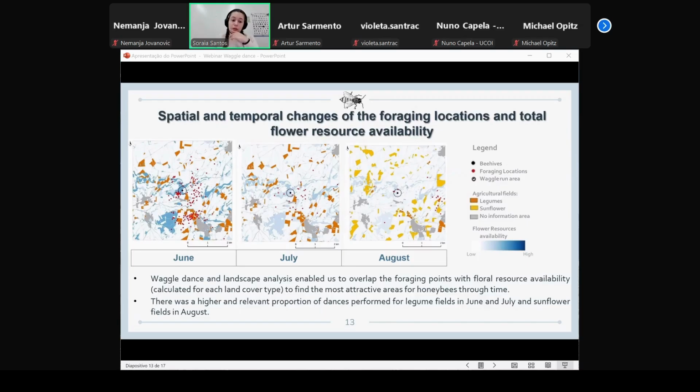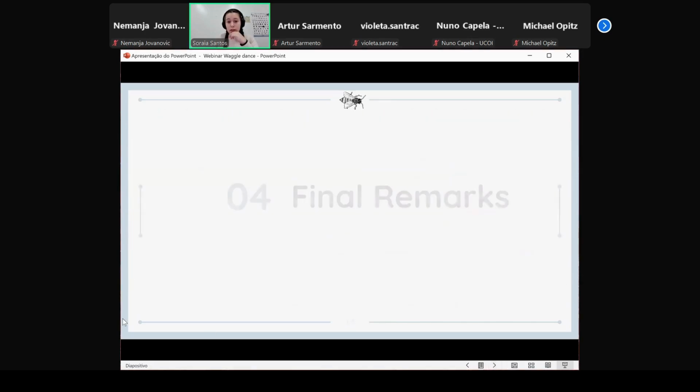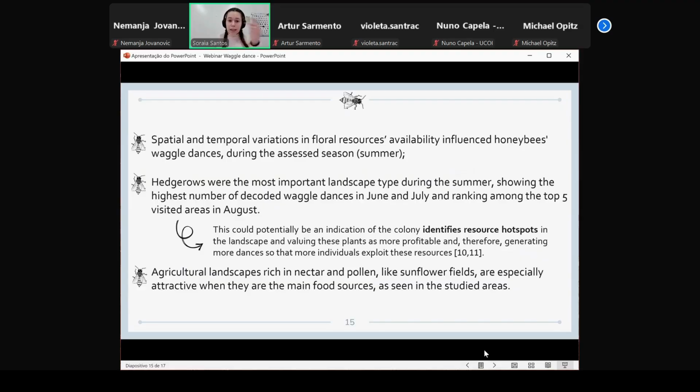Besides that, there was also evidence of a reduced number of dances being performed in response to the dynamic of the landscape in August, with the blooming of the sunflower here. And then, overall, spatial and temporal variations in flower availability influenced honeybee waggle dances during the summer season.